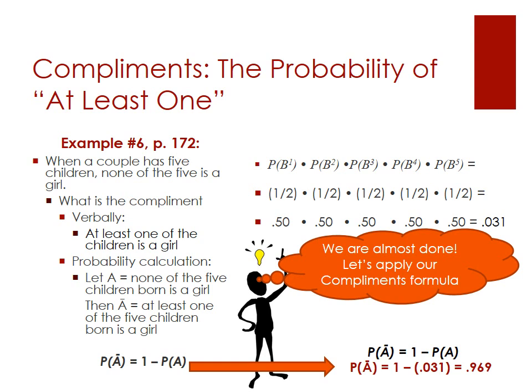Alright, you should have got something that looks like this. Here we have our P of not A, that is at least one of the 5 children born a girl. It's going to be equal to 1 minus 0.031, which is our probability of A, or having all 5 children be boys. And so we get our probability of having at least one of the 5 children born a girl is 0.969.